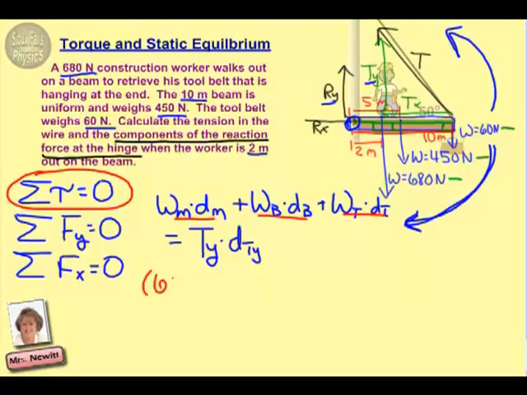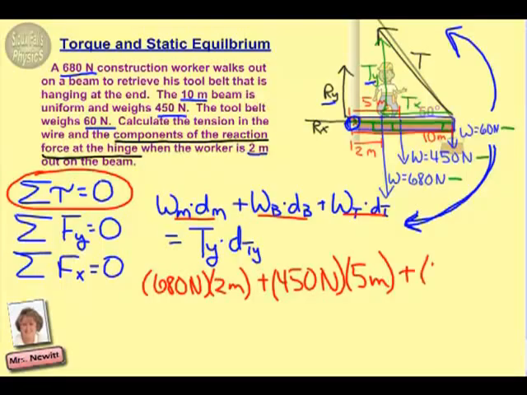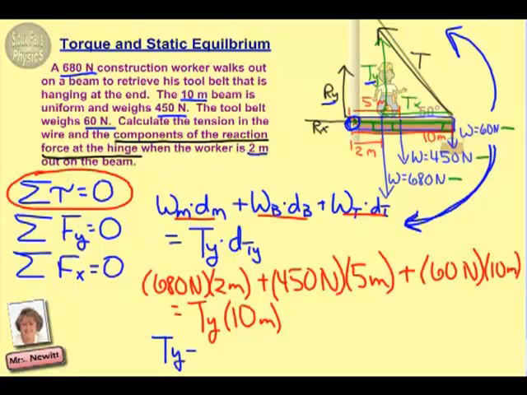So now we're ready to add in numbers. 680 newtons and 2 meters for the man, 450 newtons and 5 meters for the beam, and 60 newtons and 10 meters for the tool belt. That is then equal to our unknown Ty multiplied times the distance to where Ty is attached, and that would be 10 meters. Solving for Ty, we get a Ty value of 421 newtons. So up here we now know 421 newtons is the vertical component of the tension in the wire.